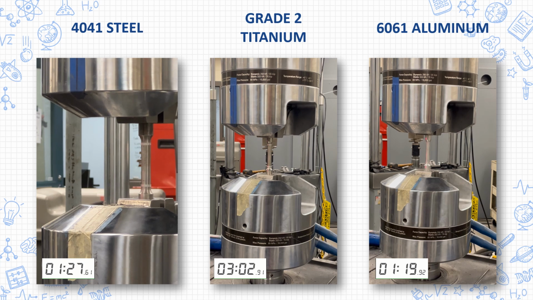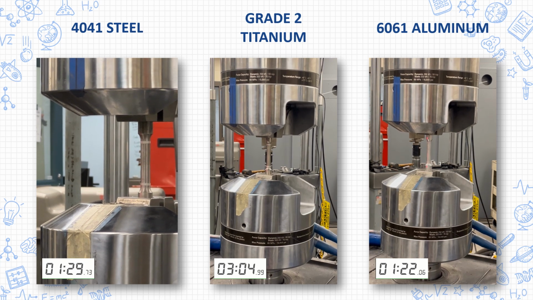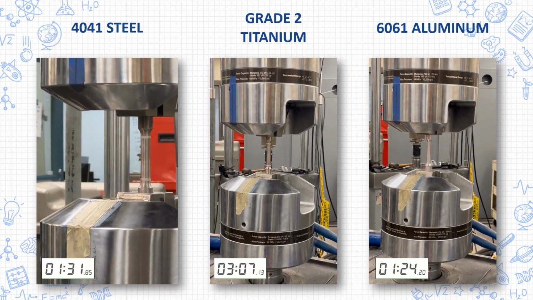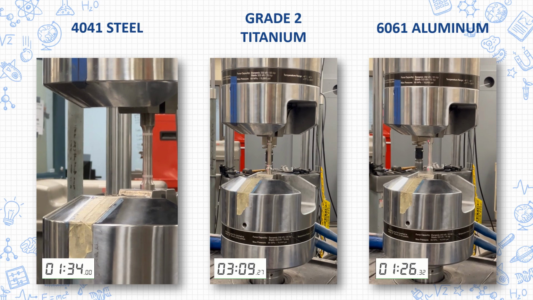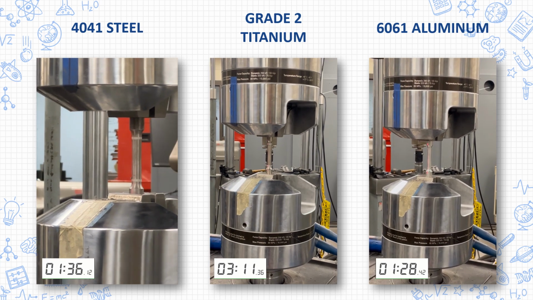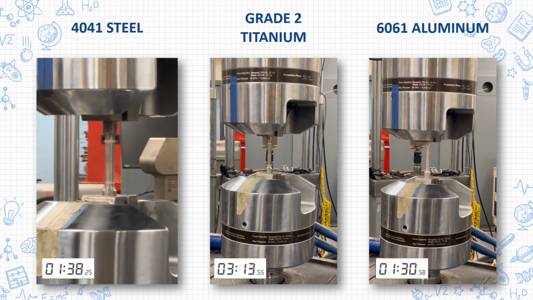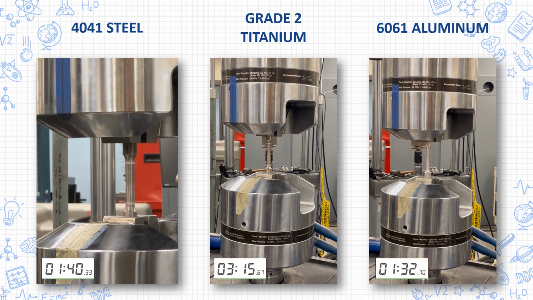Watch these tensile tests being performed. Notice the time clocks in the bottom right corners of each video. The titanium bar took the longest before fracture occurred. This specimen also experienced the most necking of the 3 materials.